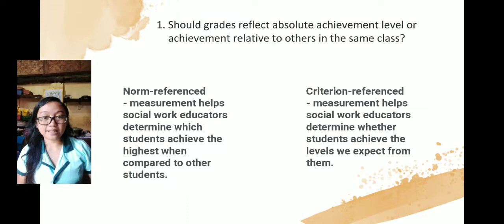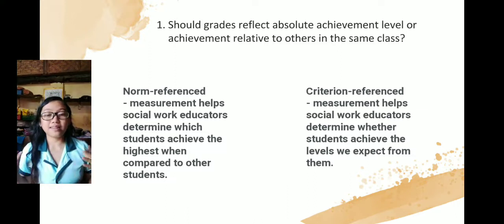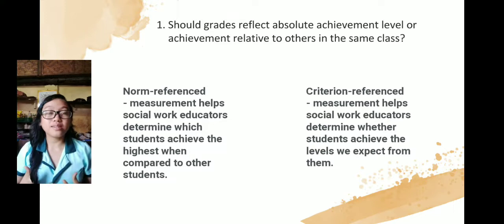Okay, we will start discussing the first question, which is: should grades reflect absolute achievement level or achievement relative to others in the same class? Talking about this question, there is very often controversy between norm reference and criterion reference grading systems, because this grading system is mostly what schools use as a standard when it comes to grades. Okay, what is norm reference? Norm reference is the measurement that helps social work educators determine which students achieve the highest when compared to other students. A criterion reference is the measurement that helps social work educators determine whether the students achieve the levels that we expect from them.